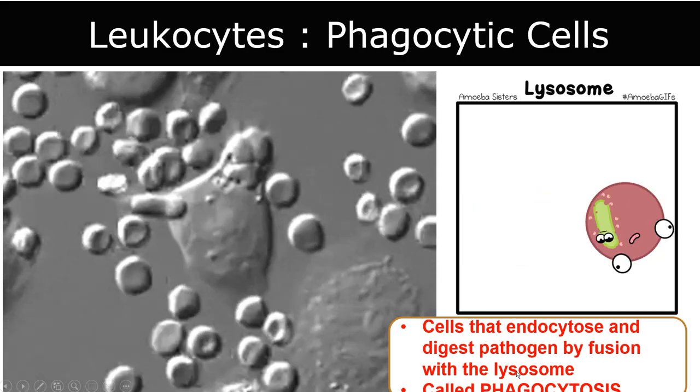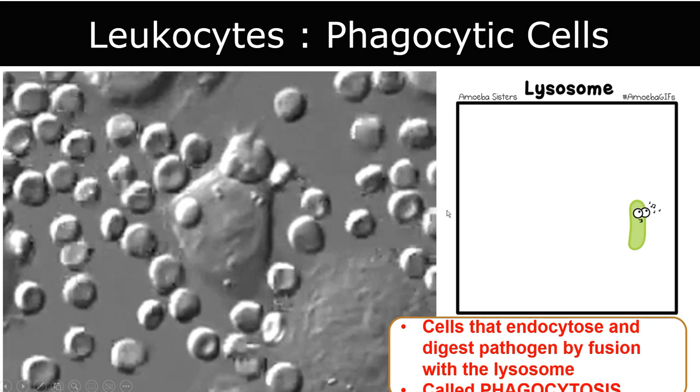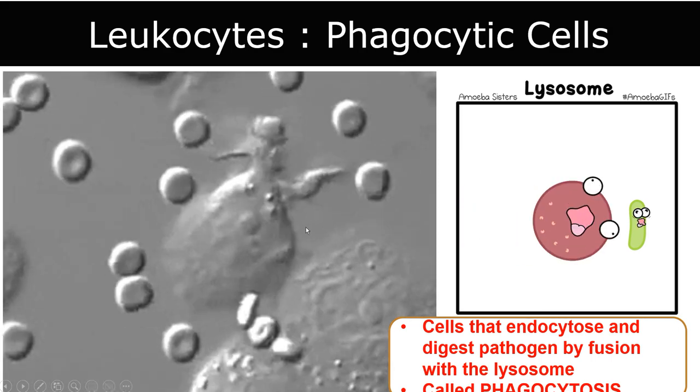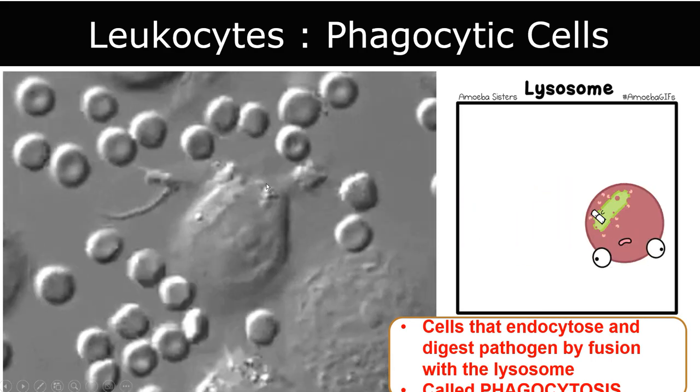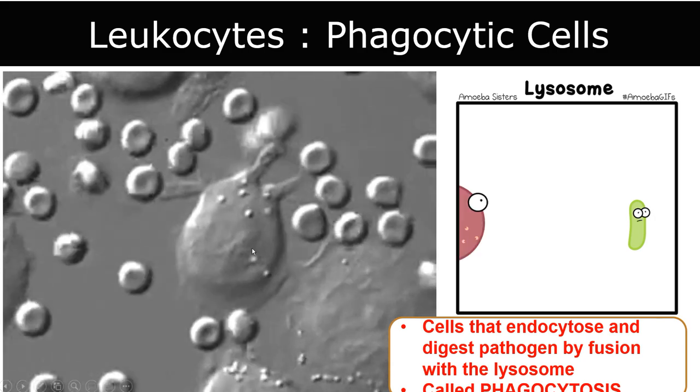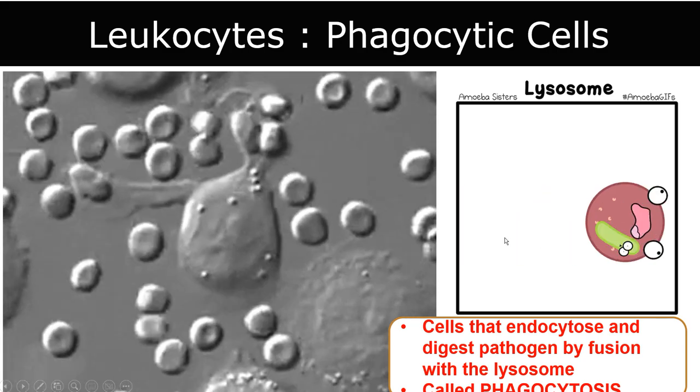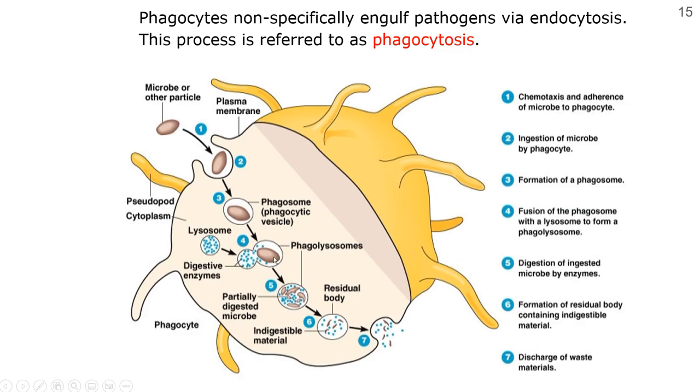We call that process phagocytosis, right? So instead of endocytosis, it's phagocytosis because it's a phagocyte. It's inhaling that pathogen and it's basically chewing it up. This is just a cartoon of that where you have the microbe entering. Again, this is being endocytosed here, right?